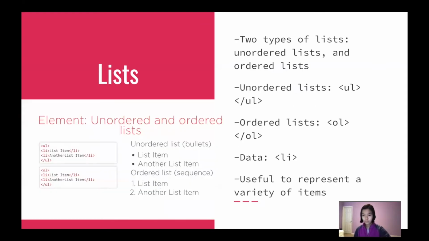So first we'll be talking about lists in HTML, and lists can be unordered or ordered. An unordered list is represented with the UL tag, and has list items as bullet points, while ordered lists, represented with the OL tag, are displayed as a numbered list, and the LI tags are embedded between the list tags. LI stands for list item. Lists are useful to represent a variety of items. In the example, you can see that the first one is a list of bullet points that says list item and another list item, and the second one has the same list items but in numbered ordering.